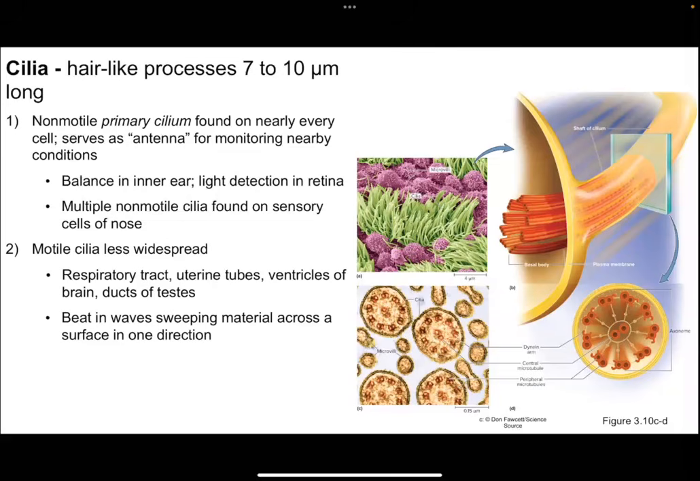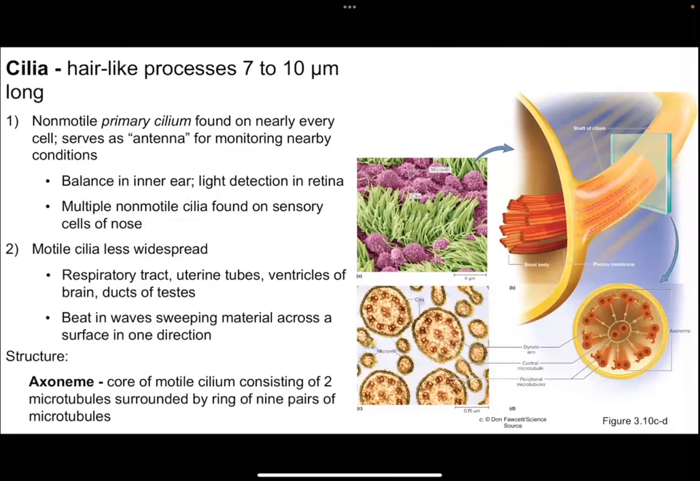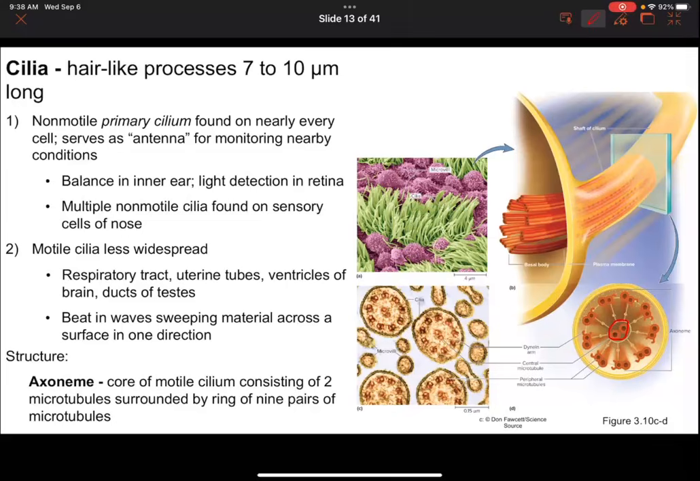These motile cilia beat in waves. They sweep back and forth in one direction. The structure of cilia is shown here in the image on the right. It's called an axoneme. It has a core of motile cilium with 2 microtubules, and then it has a ring of microtubules around that core, which is 9 pairs of microtubules.